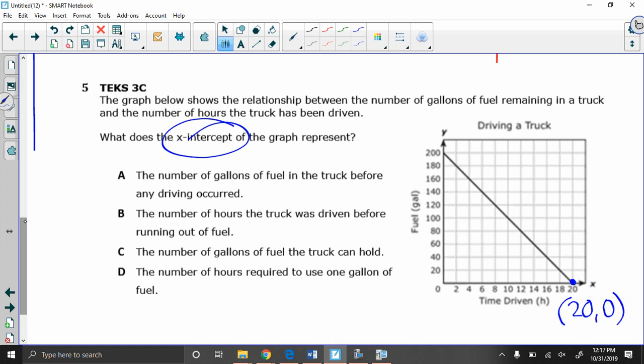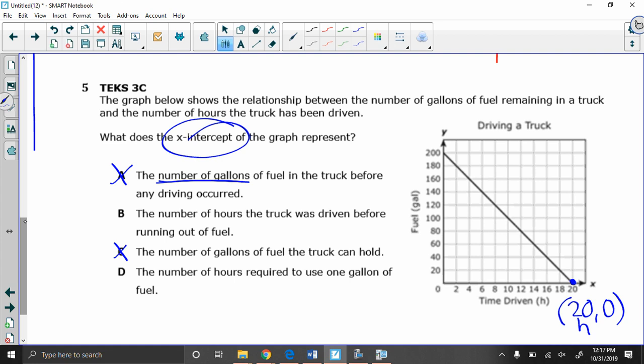So our x-axis is representing hours, and the y values are all representing the number of gallons of gas in the truck. So if we've driven 20 hours, that's how long it's going to take for the gas to run out. So if we're looking at all of these answer choices, we're looking at, again, the number of hours driven. It would not be A because this is first looking at the number of gallons, which is not what we're looking for. So we can go ahead and mark off A and C based on that.